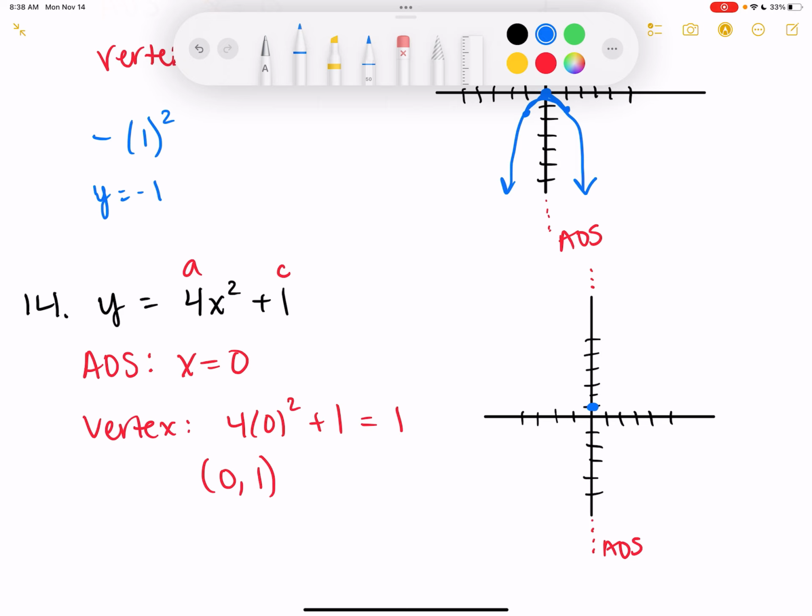So then I'm going to plug in 1. So 4 times 1 squared plus 1 is equal to what? 5. So at 1, I go up to 5. And then with the axis of symmetry, I do the same thing to the left. So at -1, I go up to 5. And then we just graph it.